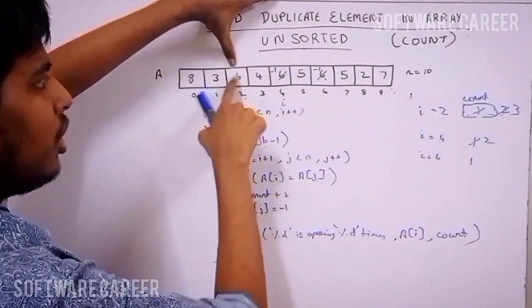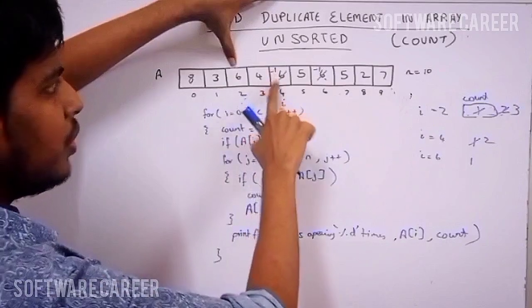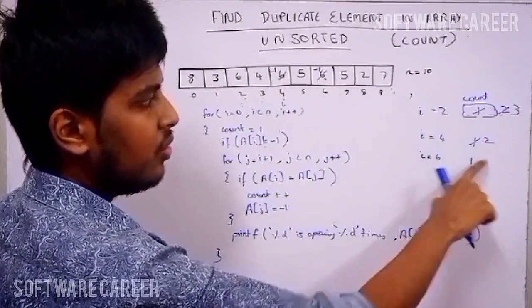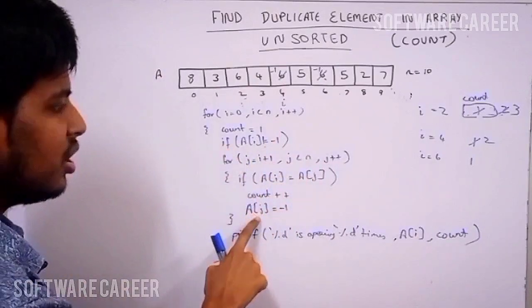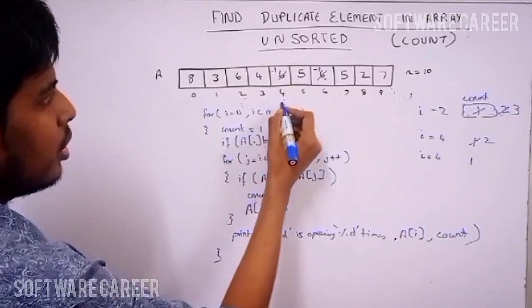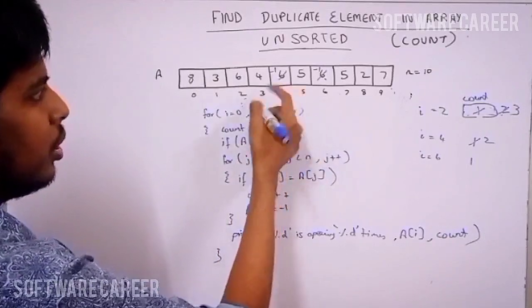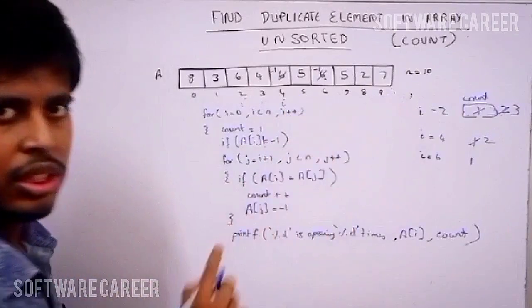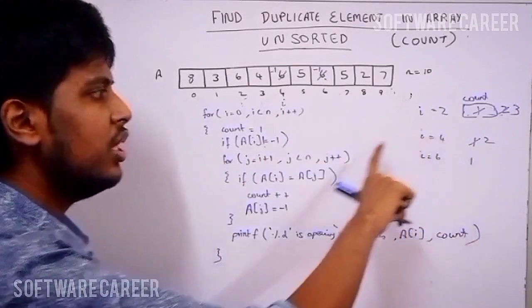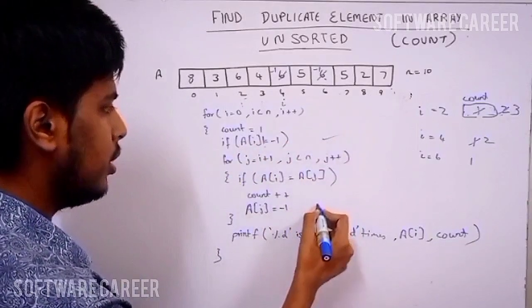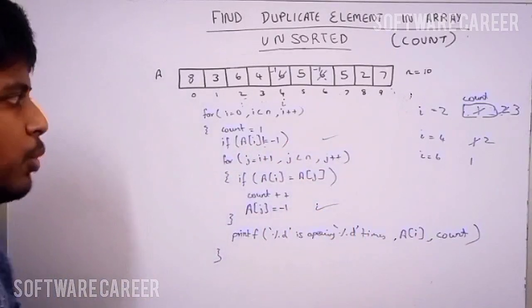We have already found the duplicate for 6, so again we no need to find. So for removing this error, we are updating here a[j] = -1. And if a[4] is not equal to -1, then only we can create a j loop. So for removing these two errors only, we are using these two lines, this line and this line. Now let's see the time complexity.